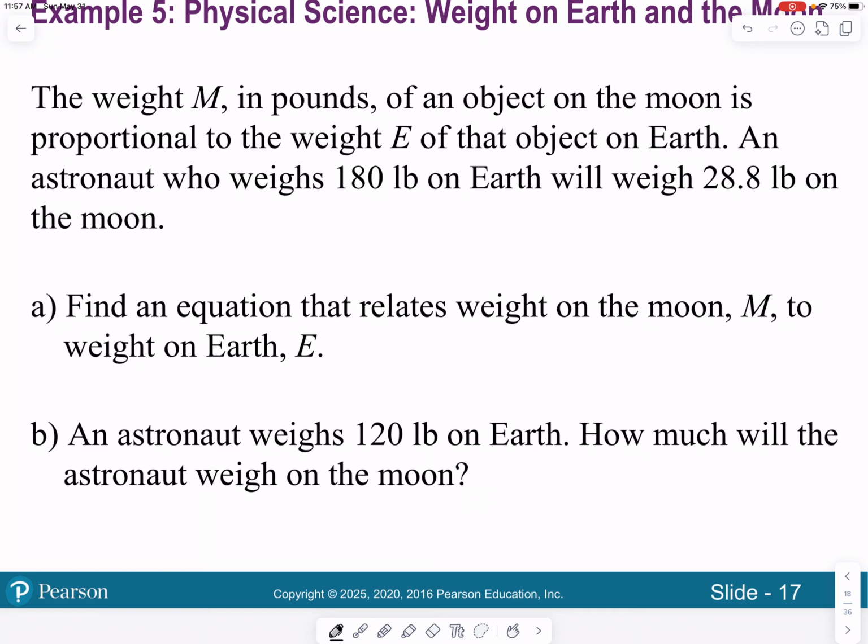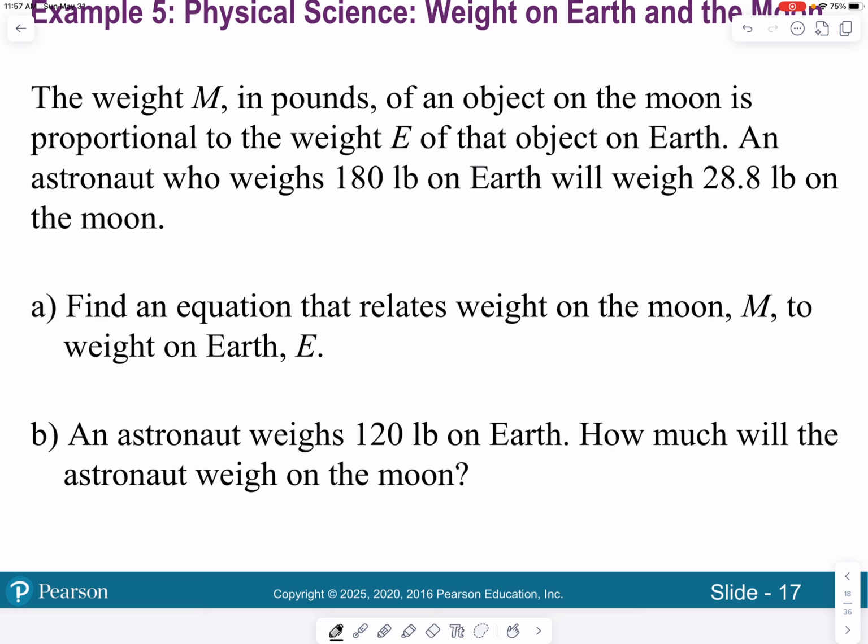All right, so we have this example on physical science. It says the weight m in pounds of an object on the moon is proportional to the weight e of the object on the Earth. An astronaut who weighs 180 pounds on Earth will weigh 28.8 pounds on the moon. Find an equation that relates the weight on the moon to the weight on Earth. If an astronaut weighs 120 pounds on Earth, how much will the astronaut weigh on the moon?